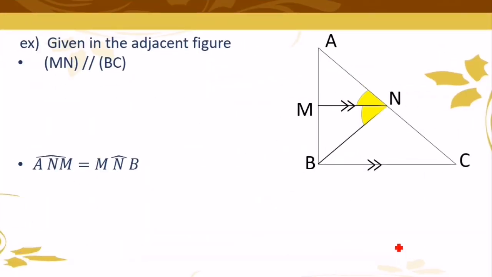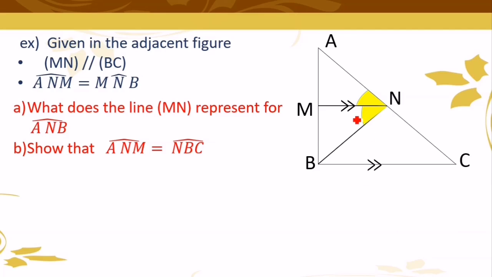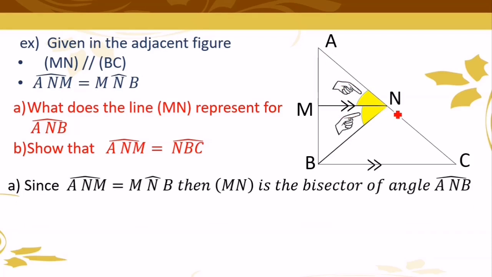Now let's try to solve this exercise together. In the adjacent figure, it is given that MN is parallel to BC and angle ANM is equal to angle MNB. Part A. What does the line MN represent for angle ANB? Angle ANM equals angle MNB. This is given. So the line MN is the bisector of angle ANB. Good.